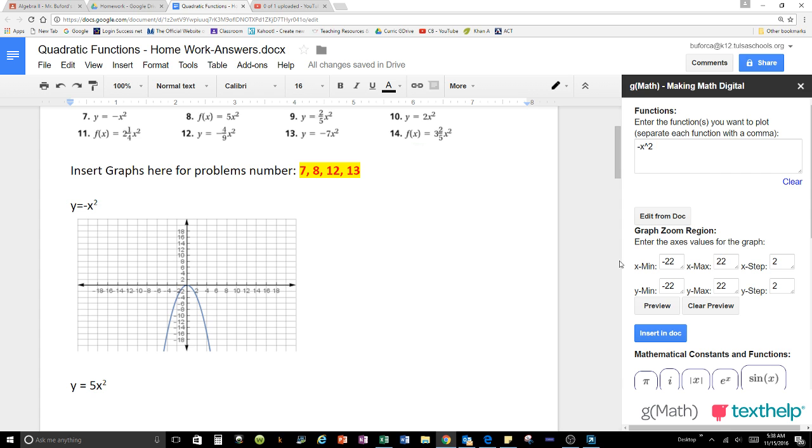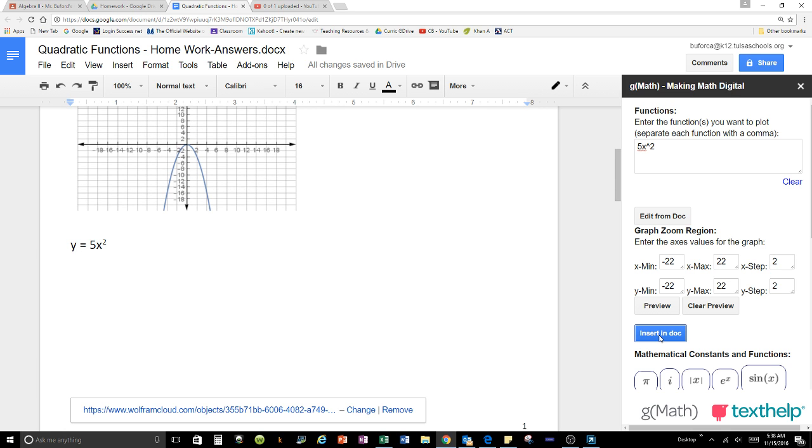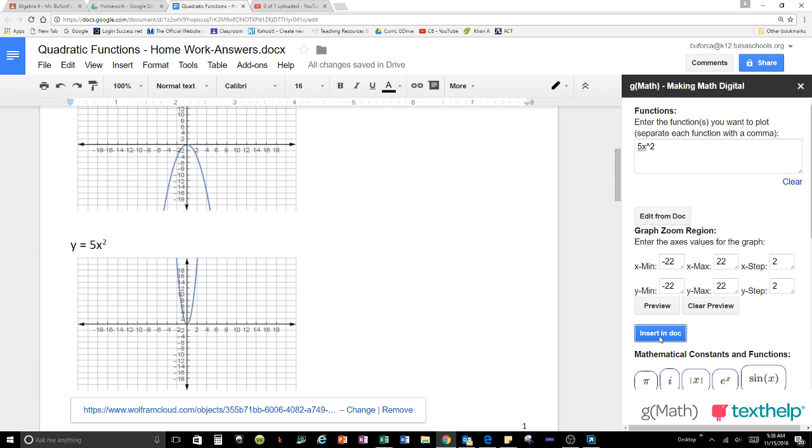So let's go up here and just put a 5. Let's get rid of that negative and put a 5 there. Let's see what our parabola looks like. It should open upward, but it should be skinnier. Yes, as we see there, it opens upward and it's skinnier.